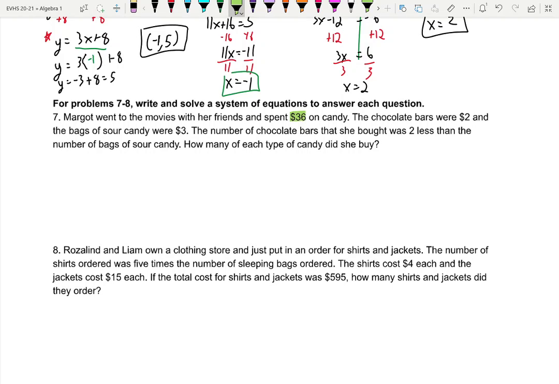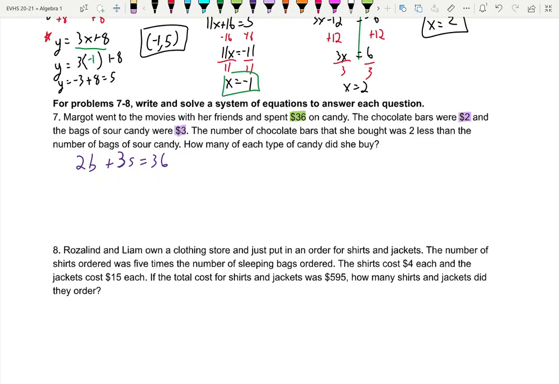Chocolate bars were $2 and bags of sour candy were $3. Okay, so each of those, chocolate bars were $2 and candy bars are $3. That sounds like a rate to me. So if I was to write that out, I would end up getting 2b for bars, 2 times bars, plus 3s, so 3 for sour candies, equals 36.